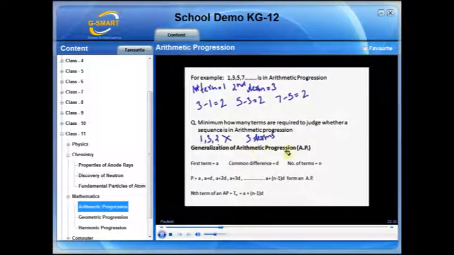If we generalize our arithmetic progression, we consider the first term as A. The common difference, the difference between the term and its preceding term, is D. The number of terms is N. Then our progression becomes A, A plus D, A plus 2D, A plus 3D, up till A plus (N minus 1)D. This forms an arithmetic progression. The nth term of our AP is A plus (N minus 1) into D.